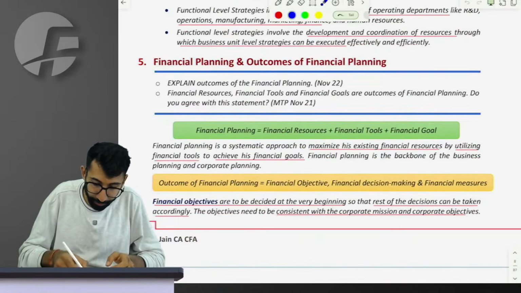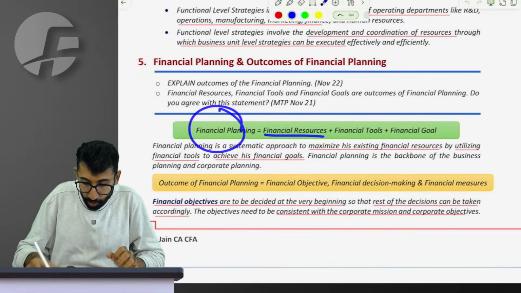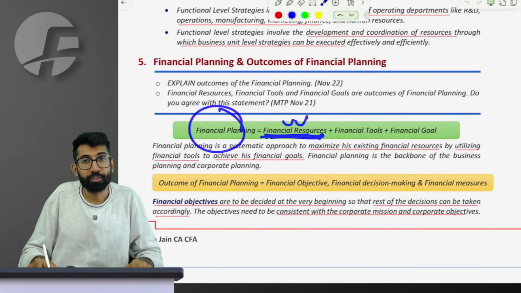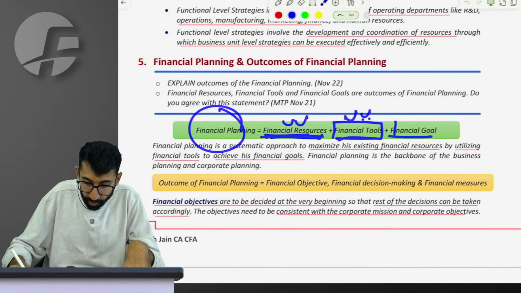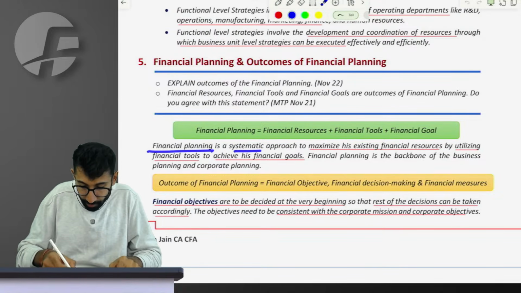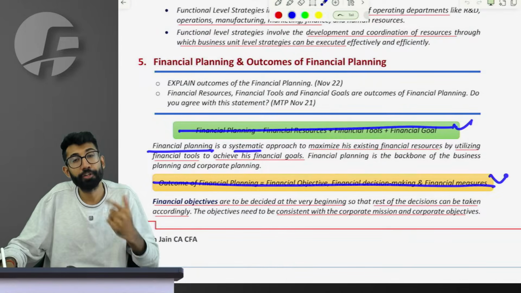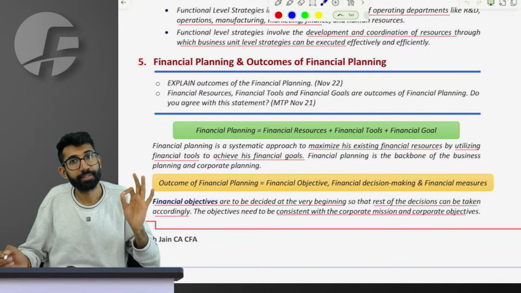Next is financial planning and outcome of financial planning. Financial planning is really simple. You have the financial resources, or you want to maximize the financial resources, you maximize the wealth. For that, you have to make use of financial tools to achieve the financial goals. What it says, financial planning is a system. See, this you don't write in the exam. This is just for you to remember it for your better imaginative memory. Ultimately, in the exam, you should write text.